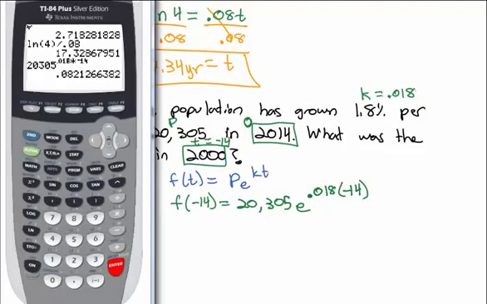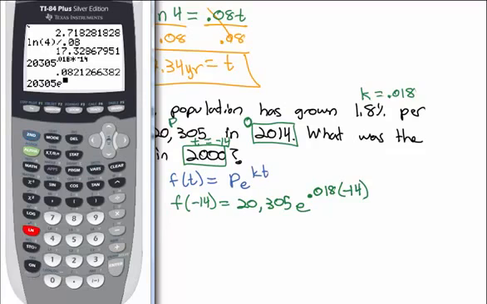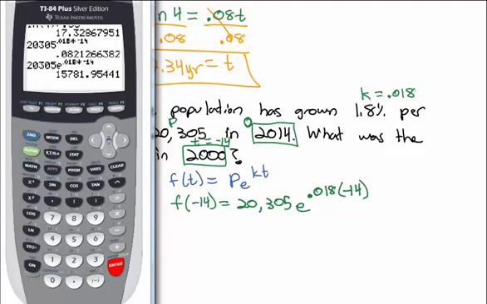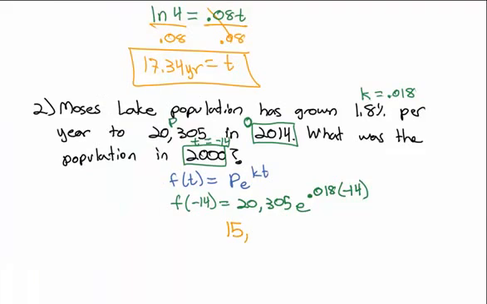Our calculator now can do the work from here. 20,305 times e, which is second ln, raised to the 0.018 times negative 14, and we get 15,782, let's round it, 15,782 was the population in the year 2000.